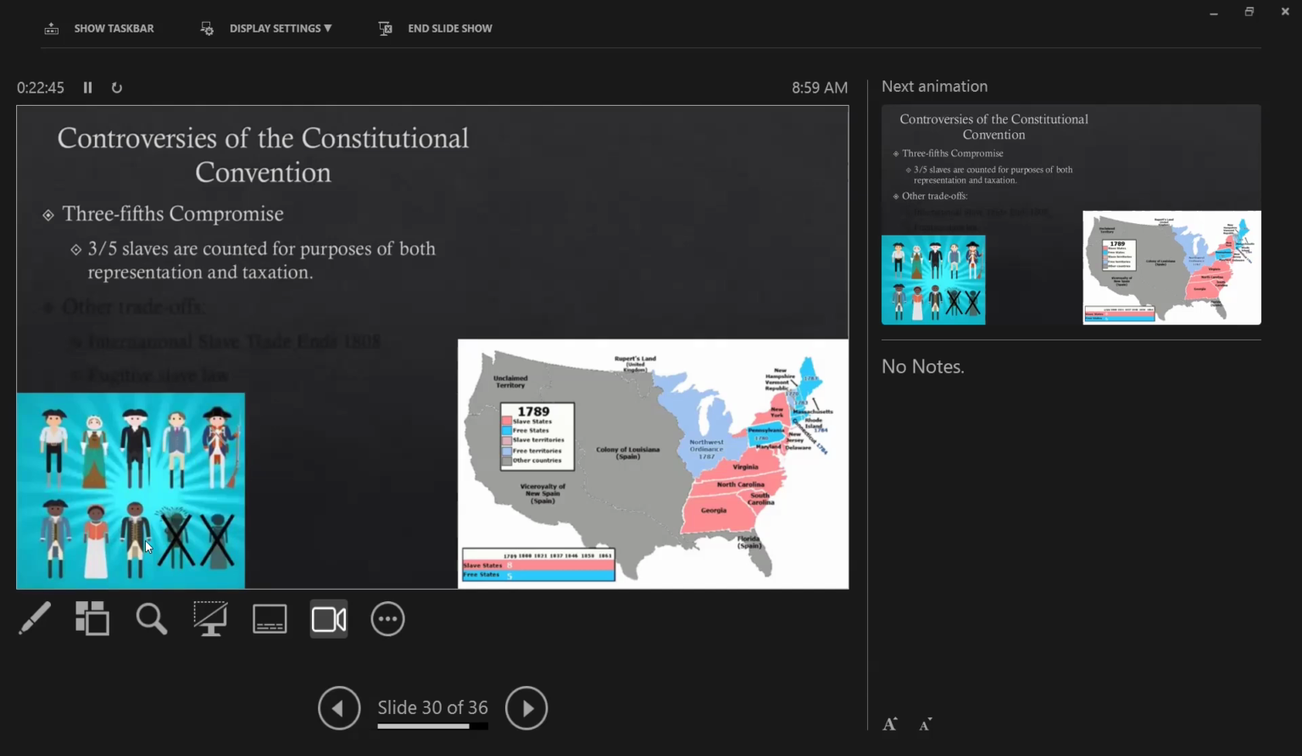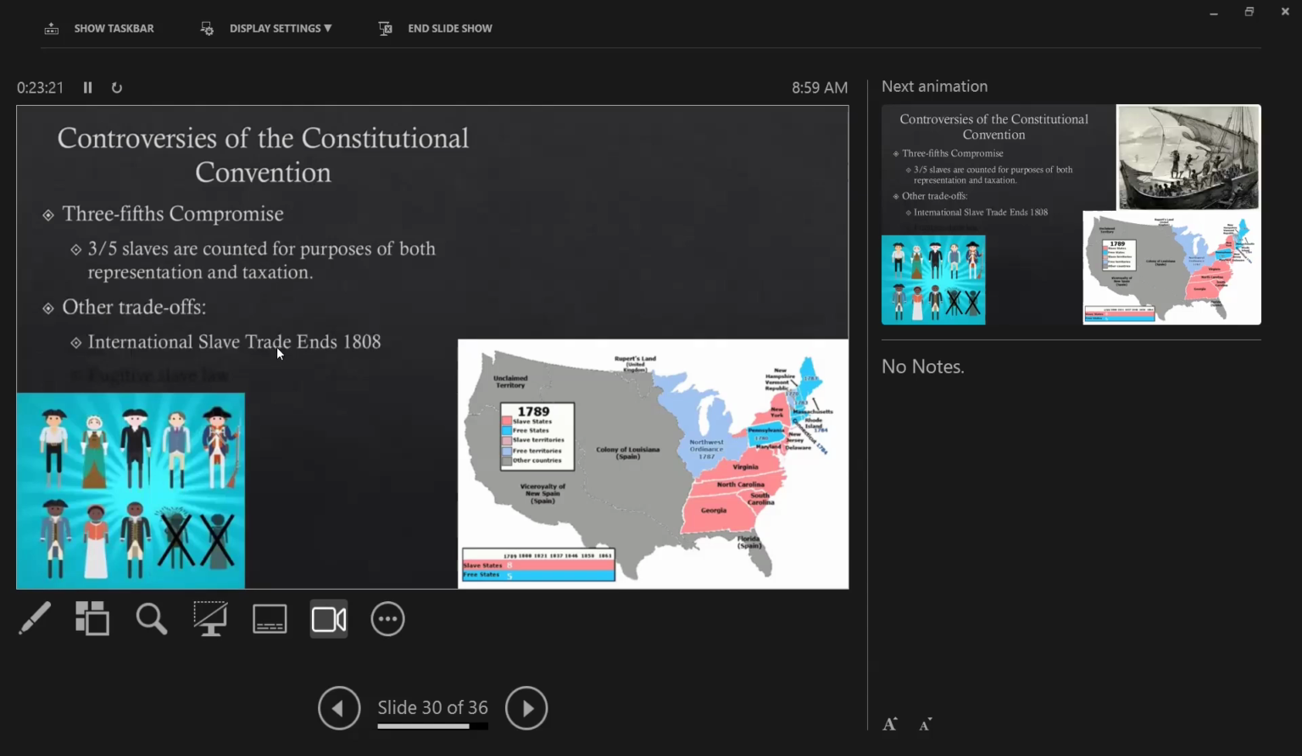It was extremely unjust. Either way you look at it, either not counting them at all or only counting them partially, a grave injustice. But it accomplished a compromise that allowed the ratification of the Constitution. I'm not justifying it, I'm just explaining what happened. I'm sorry, that's for purposes of both representation and taxation. Slaves would be counted 3 out of 5, that ratio there for both purposes. That was the compromise. Some other compromises included the international slave trade.